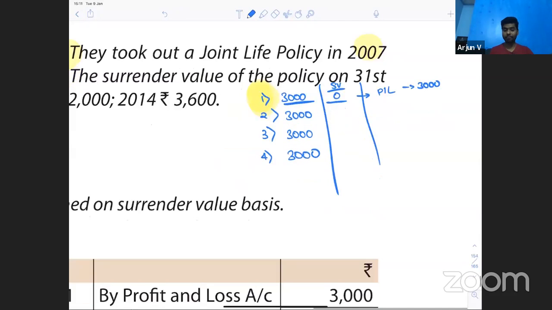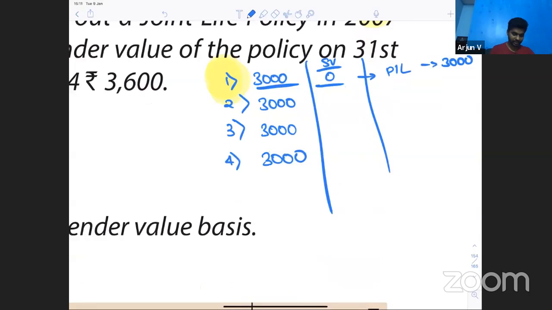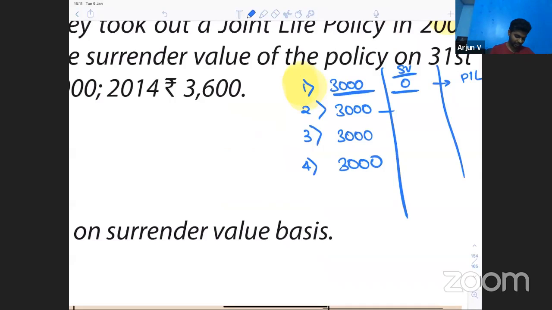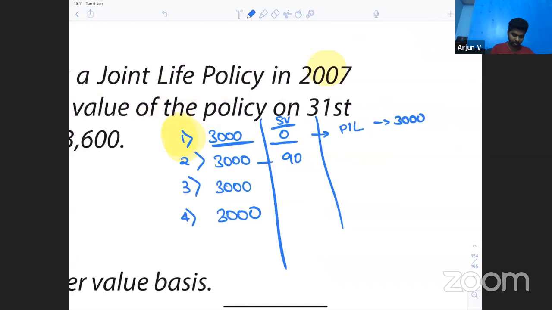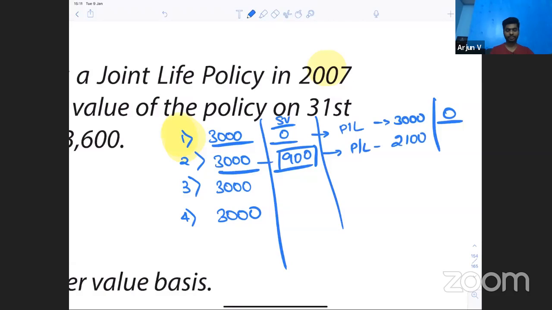Second year, I again paid 3,000. The surrender value for the second year was 900 rupees. The first year's closing balance was 0. This year I added 3,000, so the total amount, 0 plus 3,000, is 3,000. The surrender value is 900. Therefore, I suffered a loss of 2,100.